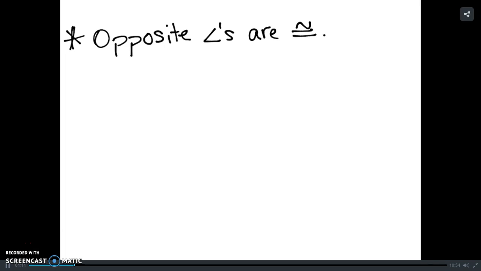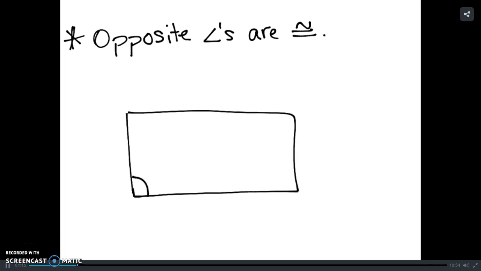Our next property is that the opposite angles of a rectangle have to be congruent. Now remember that that's going to be true anyway because of the first property where we said that, hey, guess what? All of them are right angles. So that means that they are all congruent. But by definition, because it's a parallelogram, opposite angles have to be congruent.